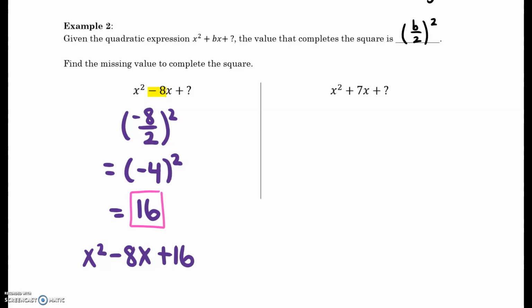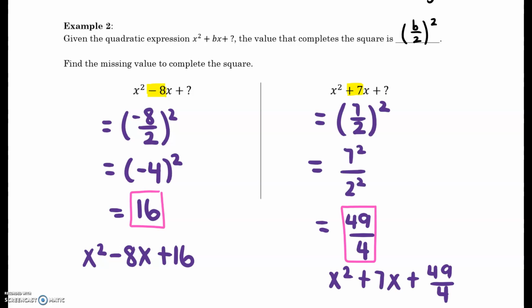Please pause this video and give that second example here on the right a try on your own. In the example on the right, b is 7. We are going to find (7 over 2) squared. I would recommend, if you get an improper fraction that cannot be simplified, rather than converting to a decimal, keep it as a fraction. In order to square a fraction, you need to square the value in the numerator and square the value in the denominator. In this case, the missing value that completes the square would be 49 over 4. So the perfect square trinomial in this example would be x squared plus 7x plus 49 over 4.